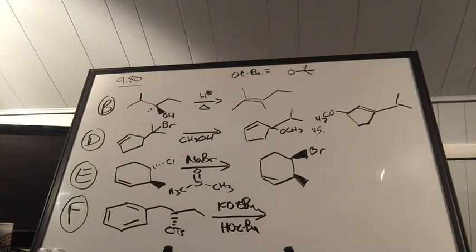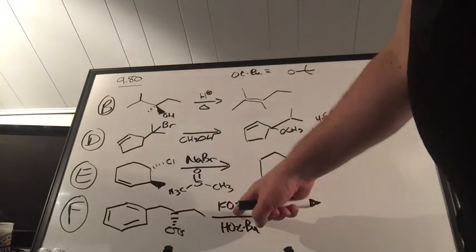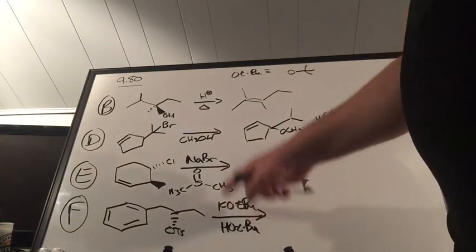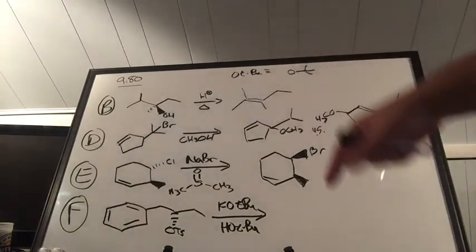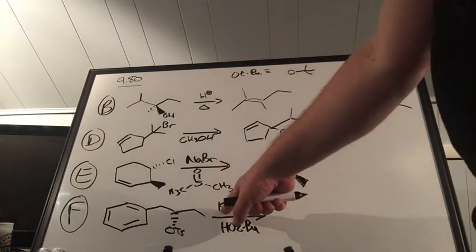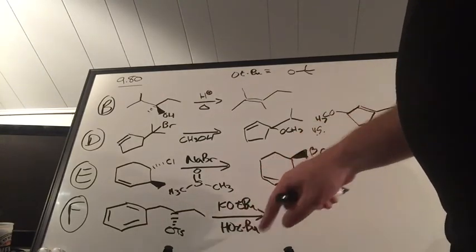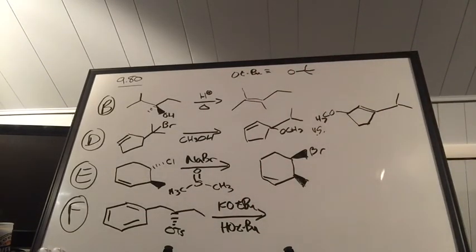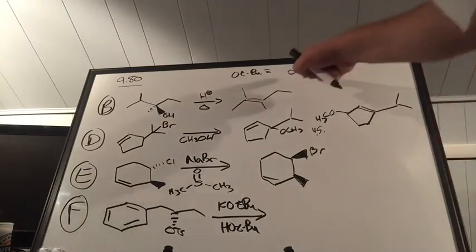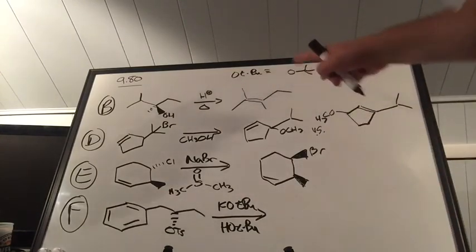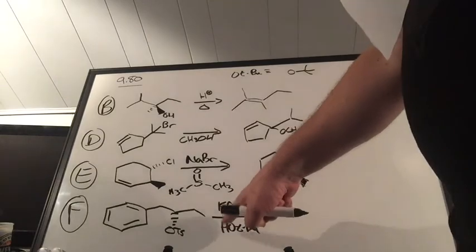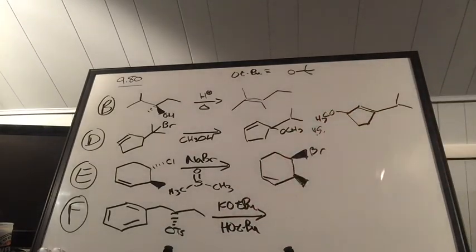And then the last one, so we have a bulky base here. So in other words, this t-butoxide, that's potassium tert-butoxide, that's what the K stands for. That OtBu just stands for a t-butyl group, right? So in other words, this is a conjugate acid base pair.